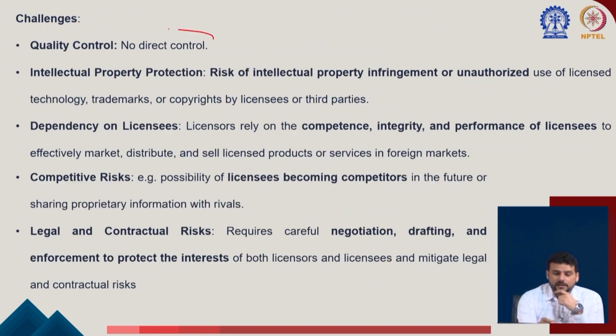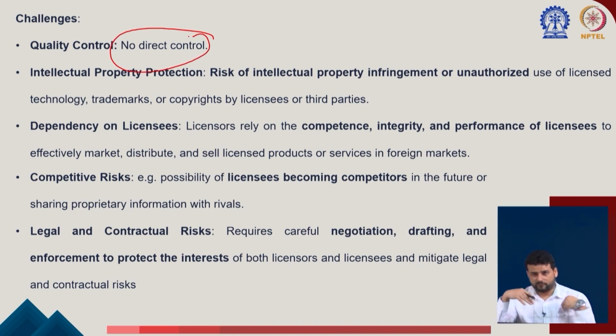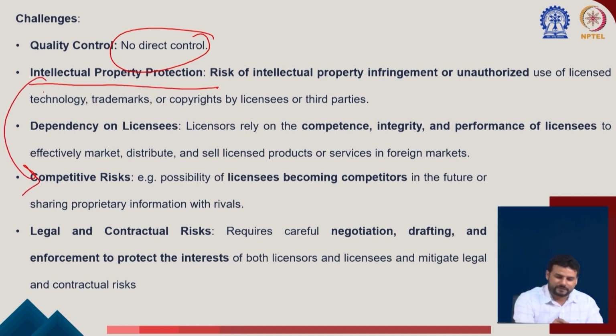What are the challenges? On behalf of McD, someone else is using the same recipe and the same raw material, but you do not have direct control over quality. What you can promise in your outlet, your stakeholders and partners cannot promise. So there is no direct control over quality. Intellectual property protection is another issue, and there is competitive risk, because today he is your stakeholder, tomorrow he can be your competitor as well.